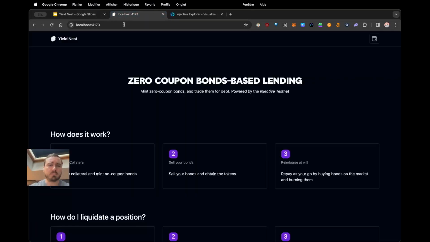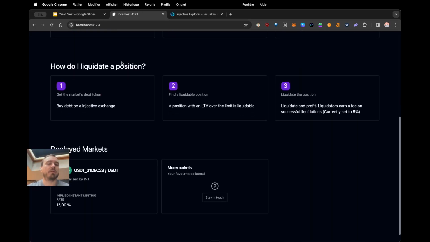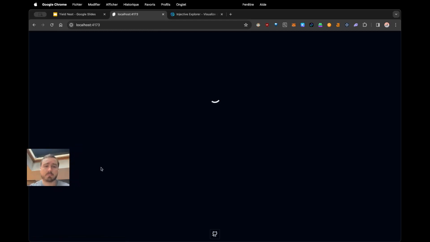And now it's demo time. So as I said, YieldNest is currently available on the Injective testnet. We've got a small landing page explaining what this is, how it works, and how to liquidate a position, and we are more interested in the currently deployed markets. So here we go.